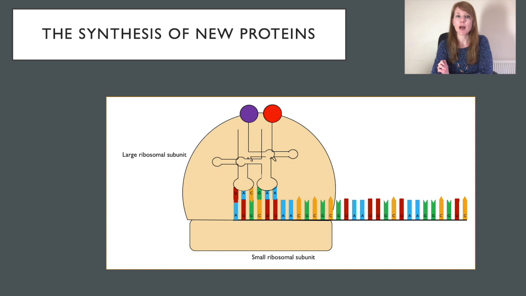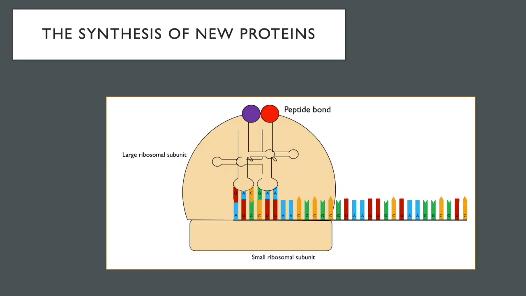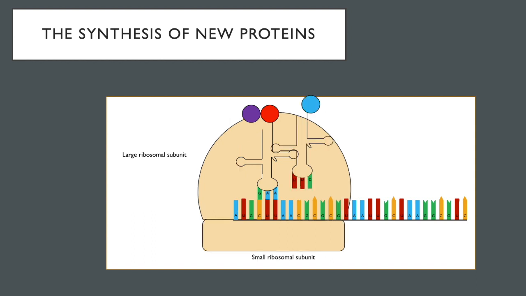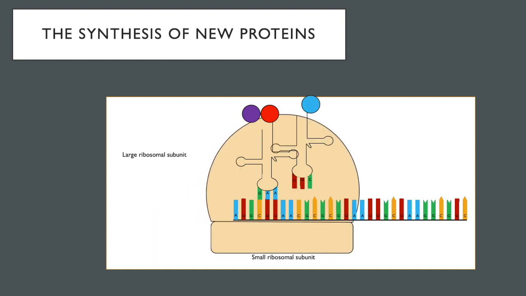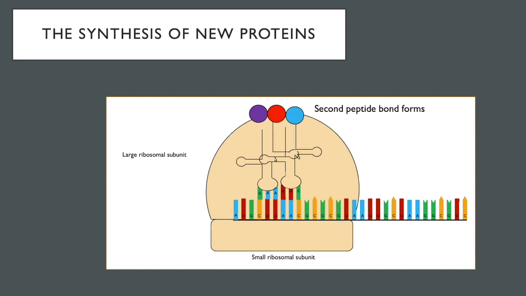next to it. And a peptide bond will then form between the 2 amino acids. This is obviously a condensation reaction because a peptide bond has been formed. The first transfer RNA will then detach and go back into the cytoplasm, and the ribosome will move along to the next codon, and the next transfer RNA will dock. And the same thing will then happen. A peptide bond will form between that 3rd amino acid and the 2nd amino acid.